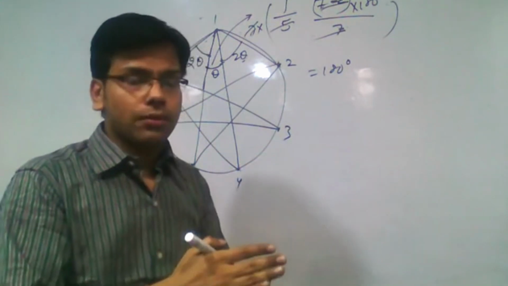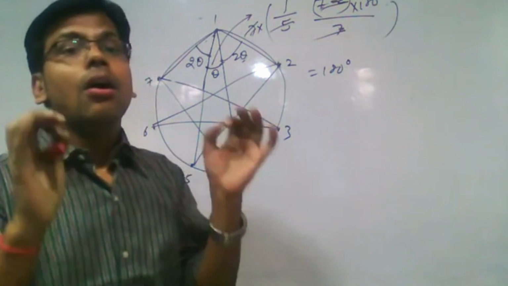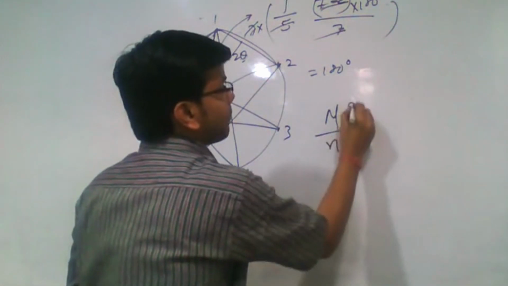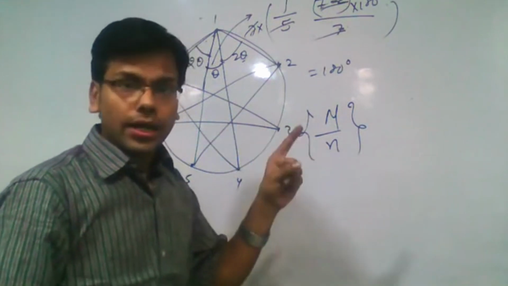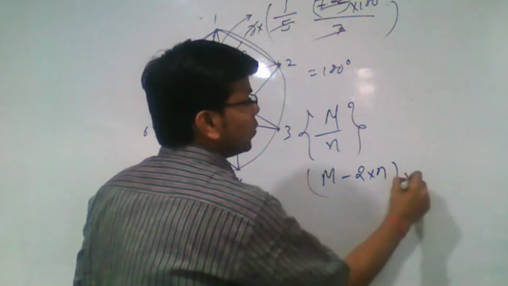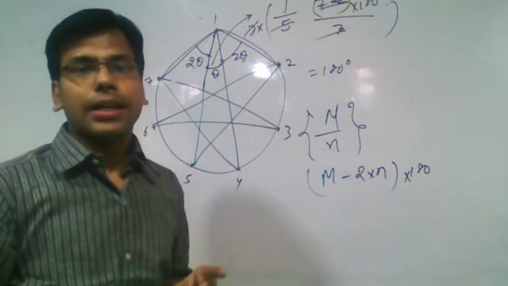If you want to solve questions within seconds, that's what I am saying, remember the formula of the m by n star. M vertices, n gap. If star or polygon, here for a polygon n is 1. The formula is (m minus 2) into n into 180 degrees. For any star and polygon, the formula is always valid.